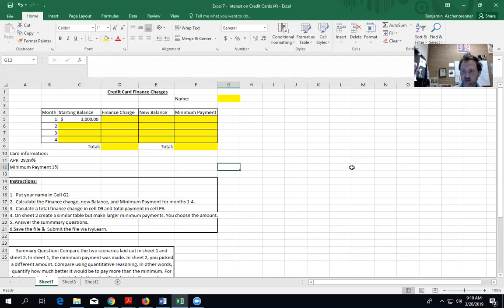Because like I said, everybody in America, and that's a generalization, but a pretty safe one, has to deal with debt at some point in their life.